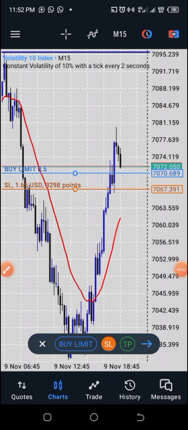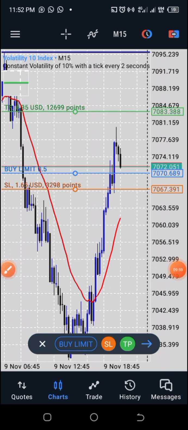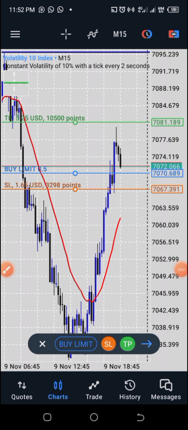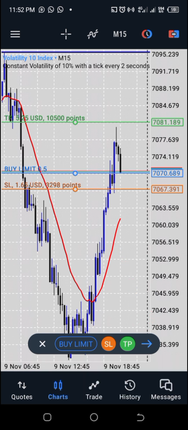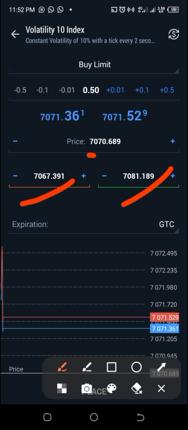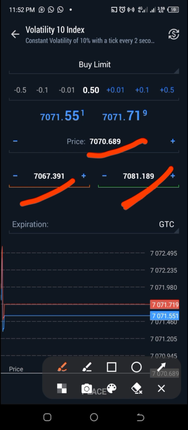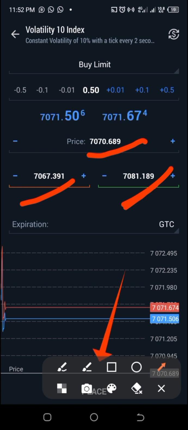You click on TP. You see, so TP means if price reaches here, exit the market. You are commanding MT5 or deriv, the broker, when price reaches there, exit. So once I have already set this one, I can go to this arrow, this one. I click there, you can see everything I have set. It is here, the entry is here. This is the stop loss, this is the take profit. So after that, I'll click on this word place.